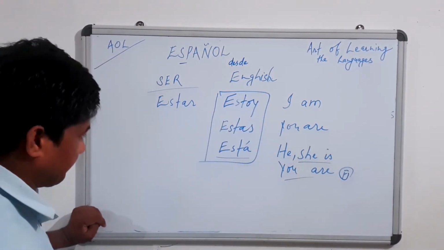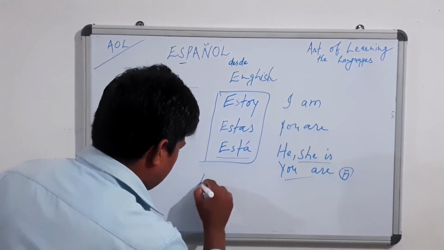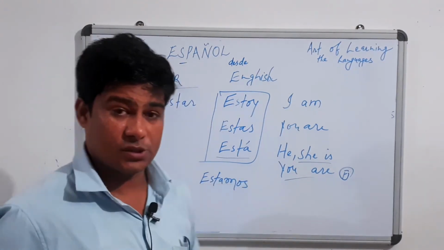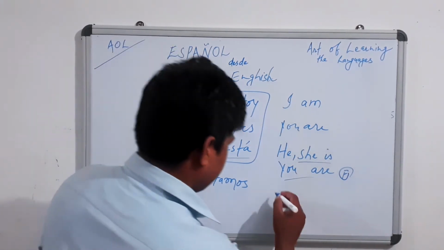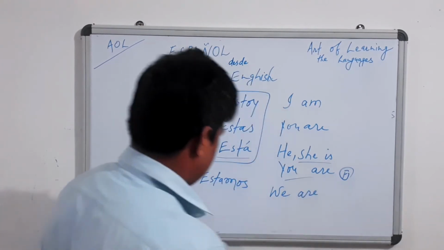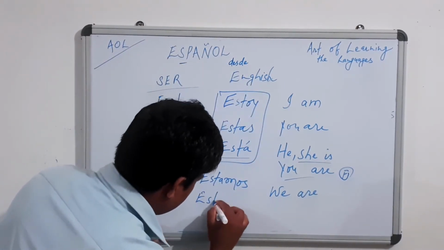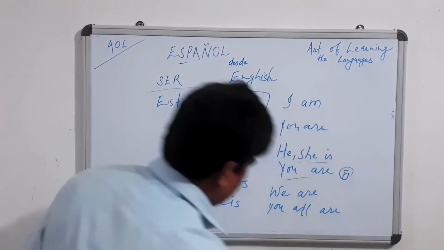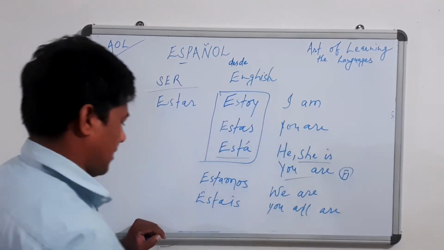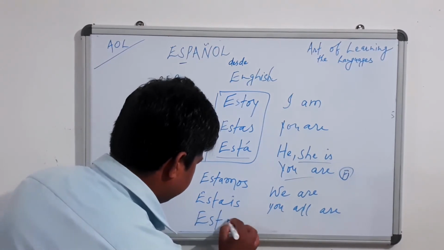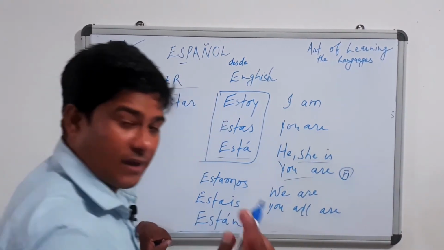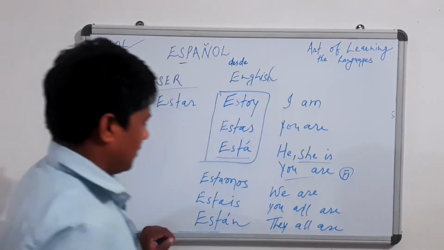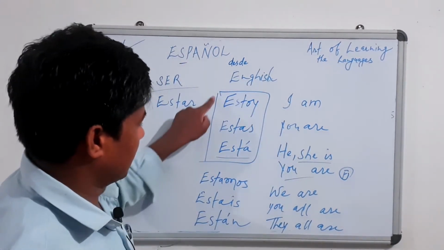The plural forms are estamos, that means we. Estamos, we are. Estáis, that means you all are. You all are, that means estáis. And están, that means they all are. They all are. Now it is clear that these are in the plural form, and these are in the singular form.